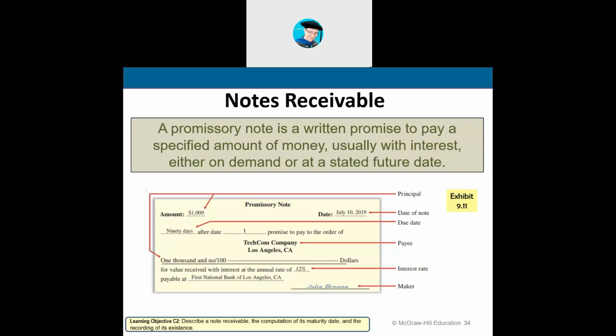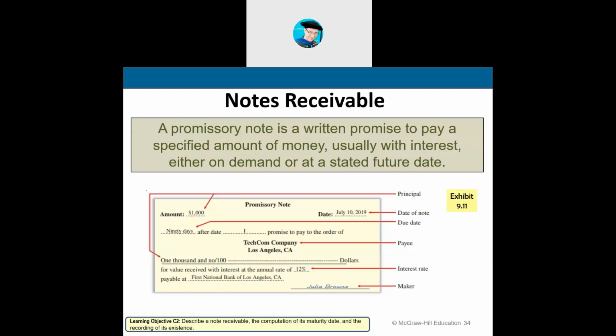Jay Kent, bruh, you're 90 days past due. Here's the deal. You're going to pay me. And not only are you going to pay me what you owe me, I'm going to charge you interest. So we're going to create a promissory note that guarantees you will pay me by a certain date and with a certain interest. And who's guaranteeing it? This bank. Okay. We call that a note receivable.